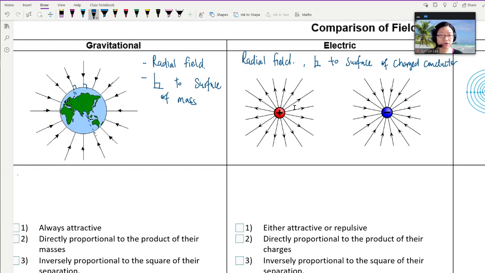Whereas for this one, the electric force can be repulsive, it can be attractive, because the charge that we are using as a test charge is a positive test charge. So the direction of the arrow shows you the direction of force on the charge.